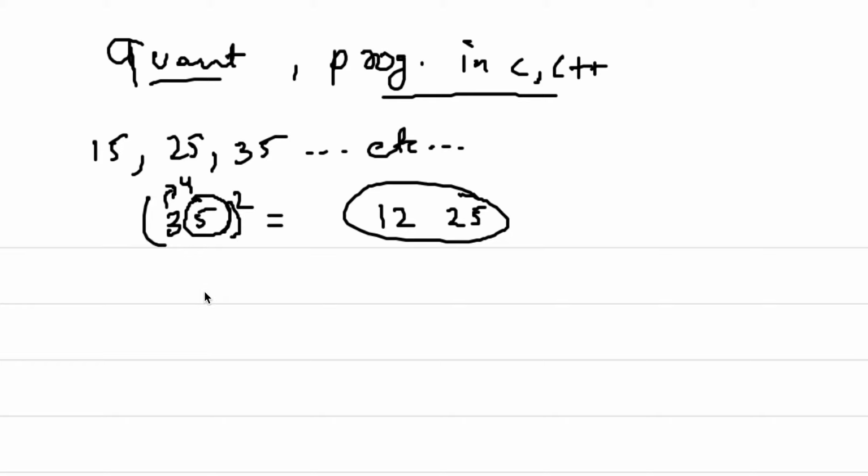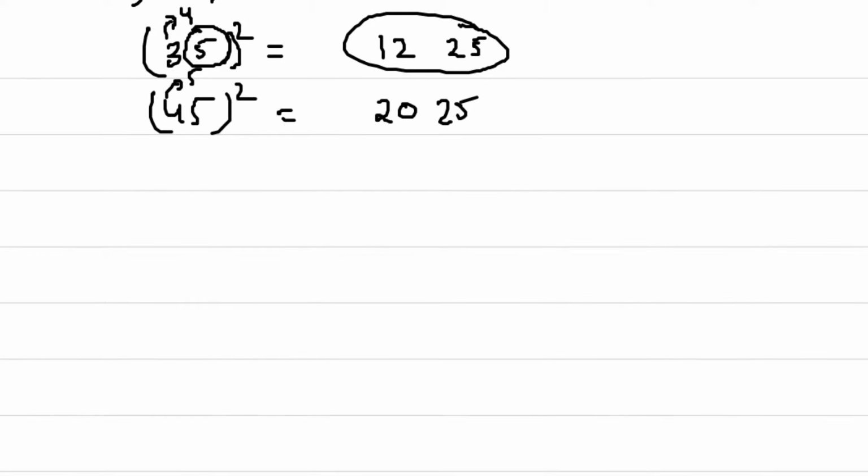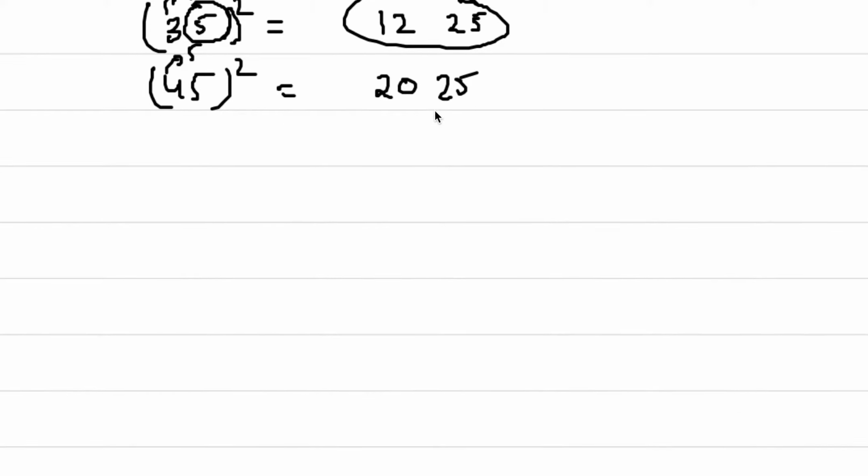Similarly, we can do this for 45 or 55. Let's do this for 45 once again. So 5 square is 25. Next to 4 is 5 in counting. So 4 into 5 is 20. So this is a simple trick for numbers which end with 5.